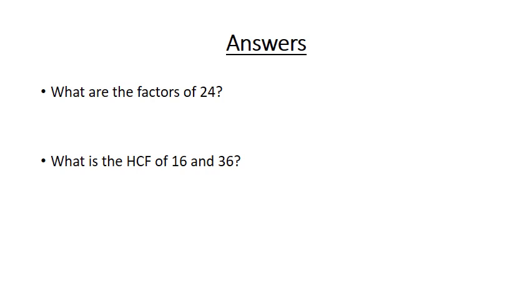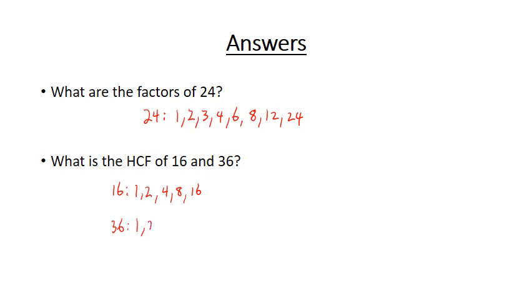Alright, so let's see how you went. The factors of 24. Well, I'll write out the factors. I've got 1, 2, 3, 4, 6, 8, 12, and 24. They're all the factors of 24. And the highest common factor of 16 and 36. Well, let's put down all the factors of 16 and all the factors of 36.